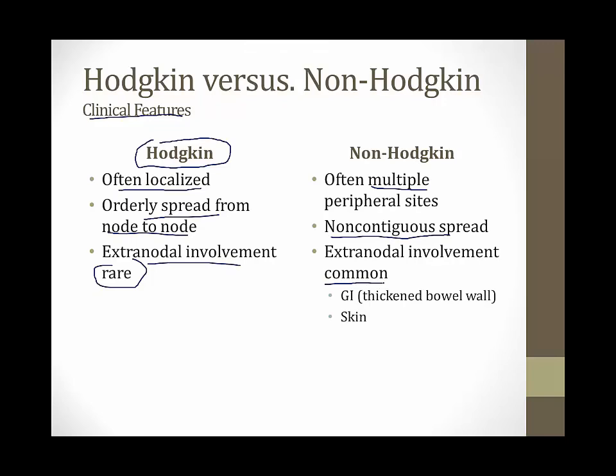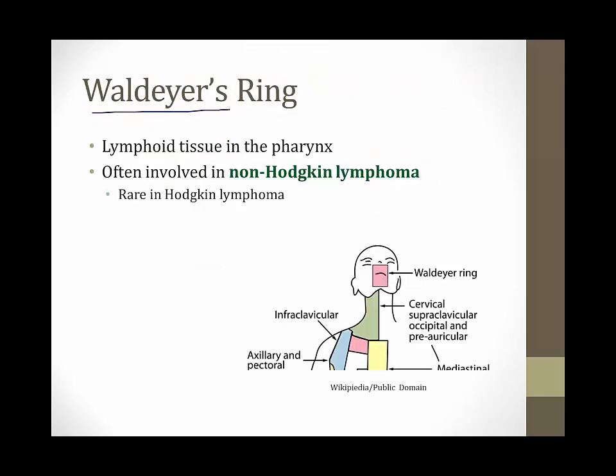For example, non-Hodgkin lymphoma can involve the GI tract with thickening of the bowel wall, or the skin, or many other organ systems. You should also be familiar with Waldeyer's ring. This is the lymphoid tissue in the pharynx. Shown on this picture at the bottom right side of the screen are the different lymph node regions of the body. Waldeyer's ring is in the back of the mouth in the pharynx. Enlargement of lymph nodes in this region often occurs in non-Hodgkin lymphoma, but it's very rare in Hodgkin lymphoma. And if you're aware of this, it can help you to distinguish the two clinically.